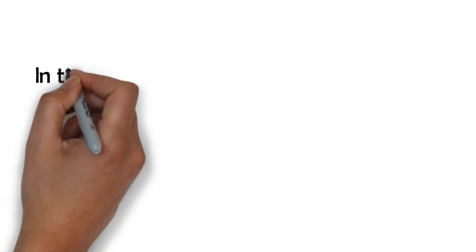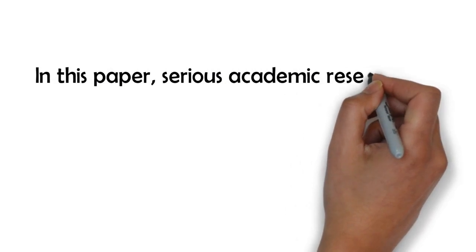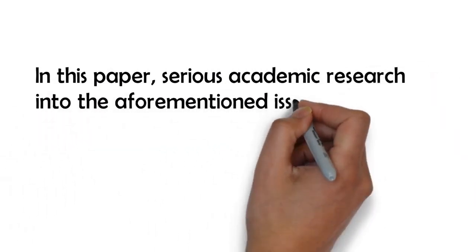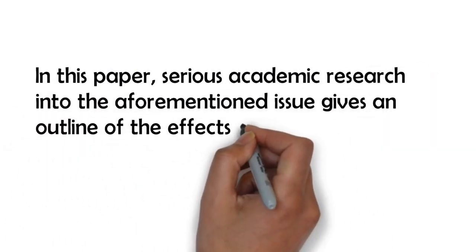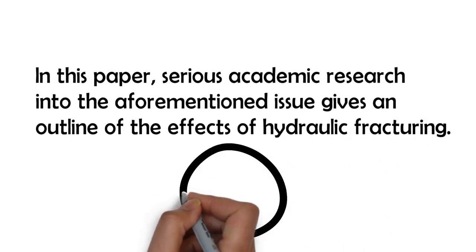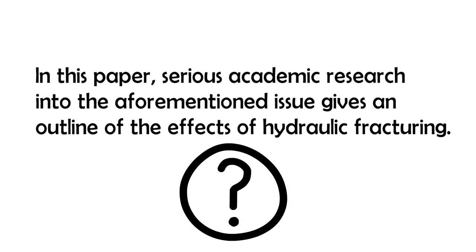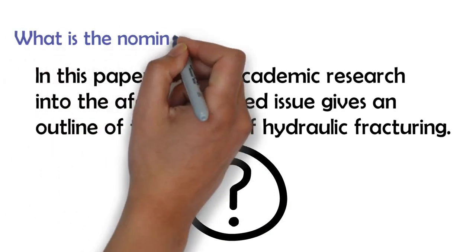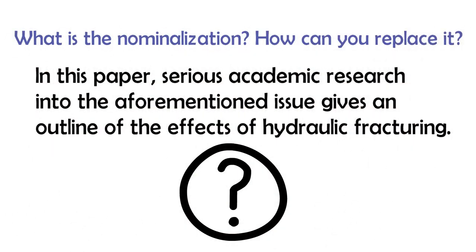Okay, so I'm going to show you our dull and boring text again, and I'd just like you to firstly identify what the nominalization is here. So what is the noun that we can turn into a verb to make our sentence more engaging? And secondly, how can we do that? Which verb can we use to replace the nominalization? Okay, so pause the recording, try to find the answers to those questions, and come back when you're done.